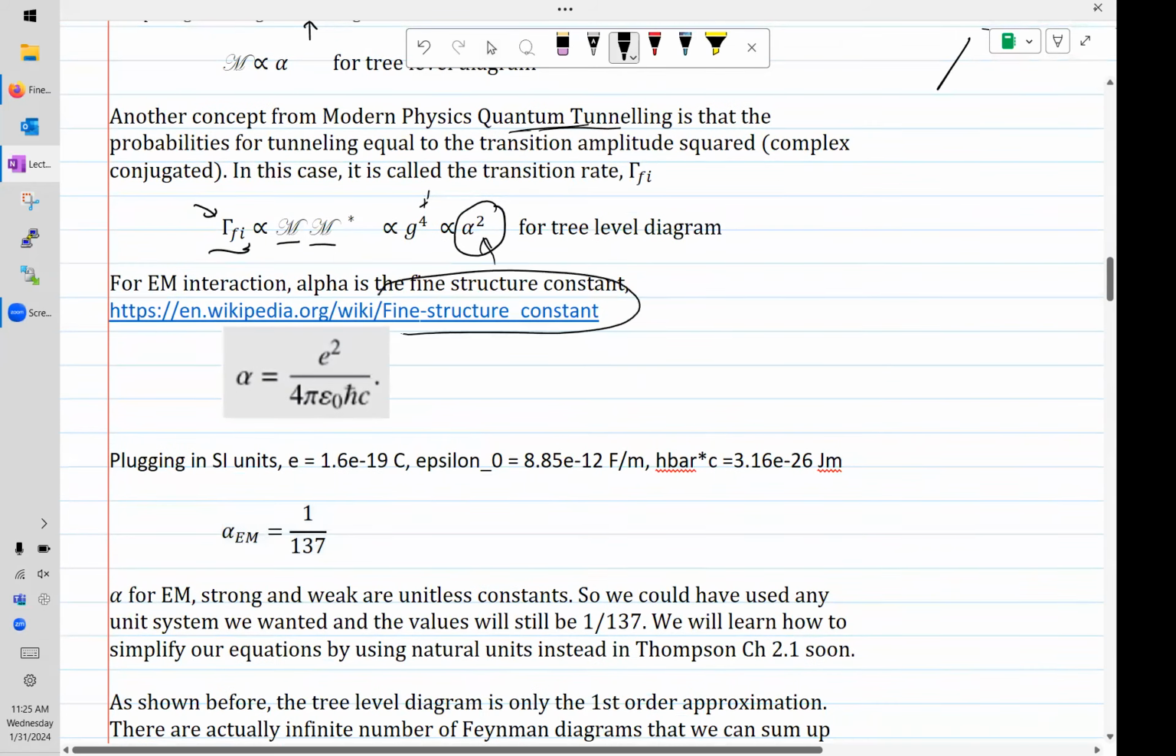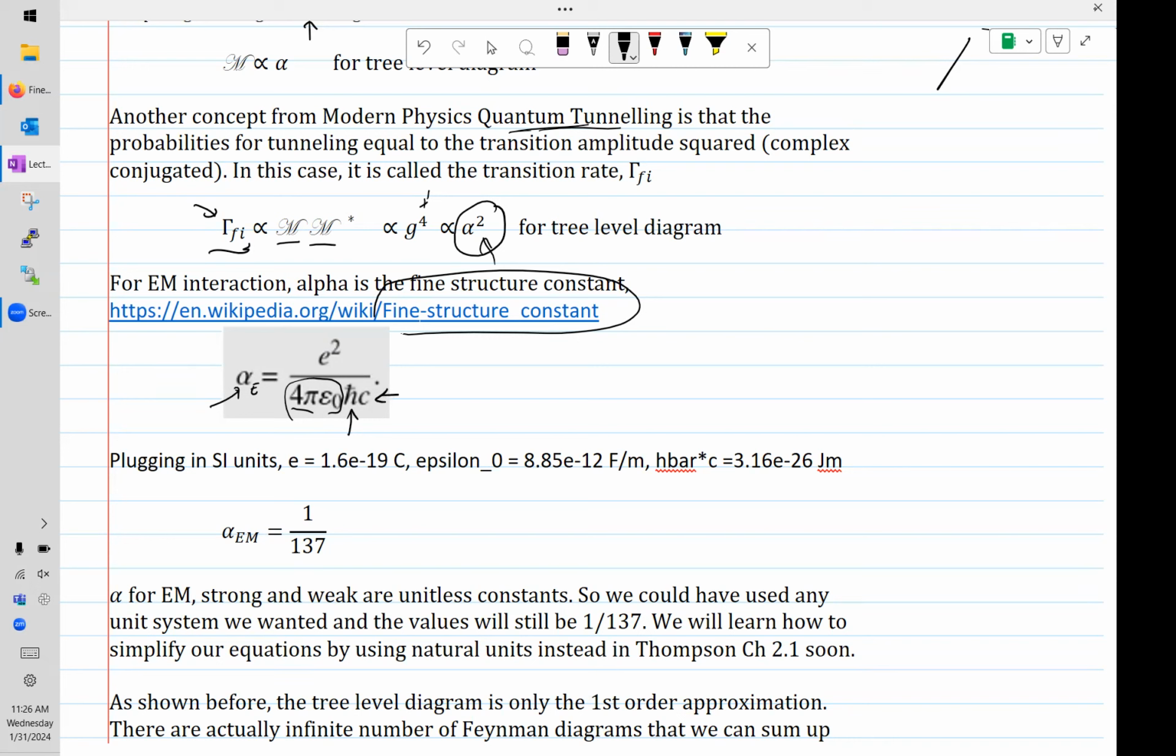Okay, let's talk about this coupling constant. If you look it up on Wikipedia, this is for electricity and magnetism, and it is known as the fine structure constant. You may have heard this in your modeling class also, but don't worry about it. We'll just define it here. This alpha is the alpha of electromagnetism. It's equal to the elementary charge squared, divided by a 4 pi epsilon factor that you find everywhere whenever you deal with electromagnetism, times the reduced Planck constant, which is Planck's constant divided by 2 pi, and the speed of light.